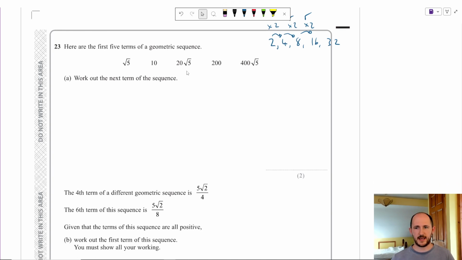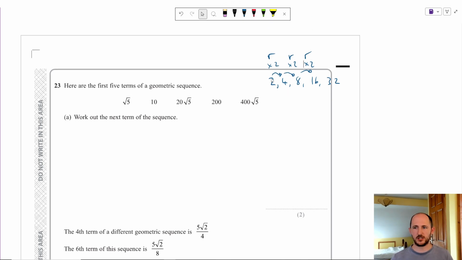We have root 5, 10, 20 root 5, 200, 400 root 5. Work out the next term of the sequence. The only way to do this is to, well, okay, I say only way, but in my opinion the best way to do this is to work out what the common ratio is. Now, how could you work that out? Well, how did I work out the common ratio in this one?